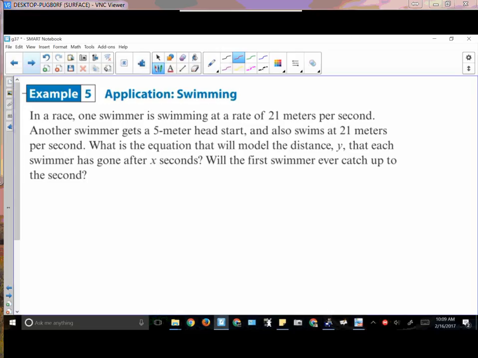In a race, one swimmer is swimming at a rate of 21 meters per second. Another swimmer gets a 5-meter head start and is also swimming at 21 meters per second. What is the equation that will model the distance y that each swimmer has gone after x seconds? Will the first swimmer ever catch the second? So will the first swimmer actually ever catch the second? Why?